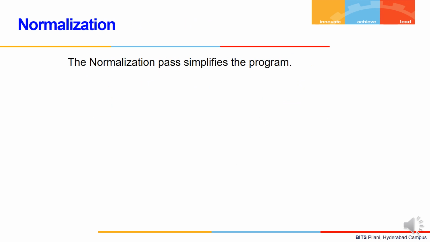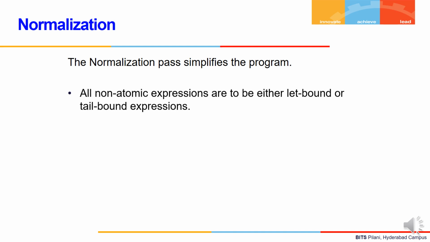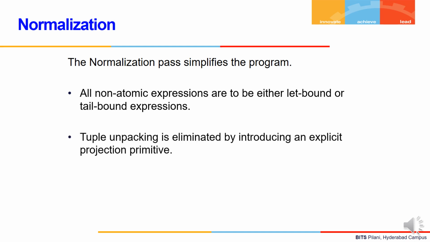The third phase of the Nessie compiler is the normalization pass. The normalization pass simplifies the program. It has namely 2 tasks. 1. All non-atomic expressions are to be either let-bound or tail-bound expressions. 2. Tuple unpacking is eliminated by introducing an explicit projection primitive.